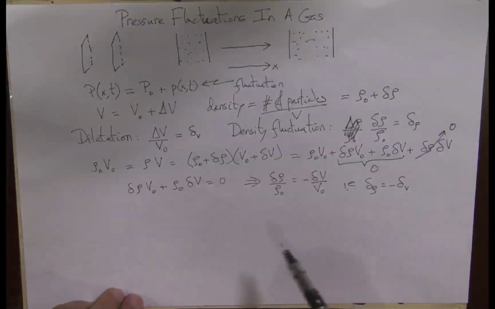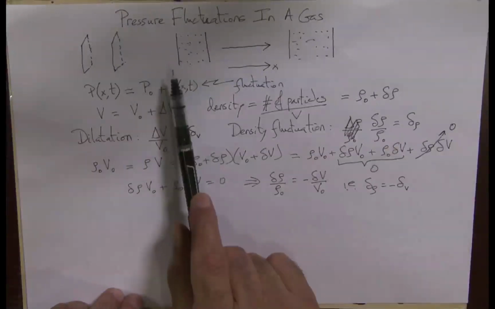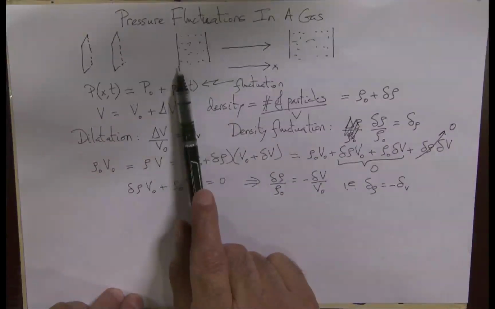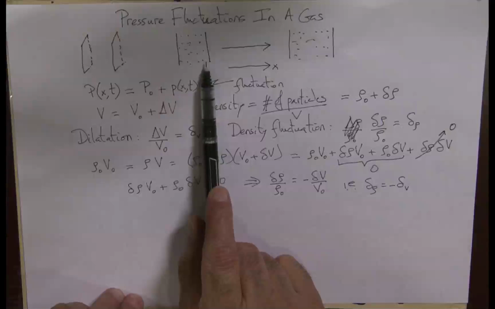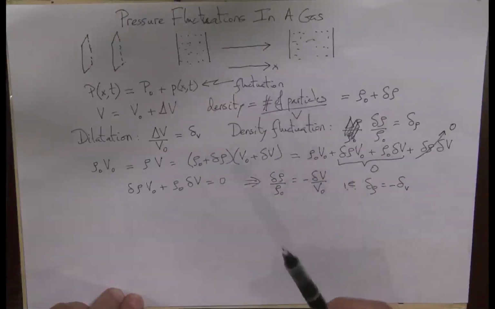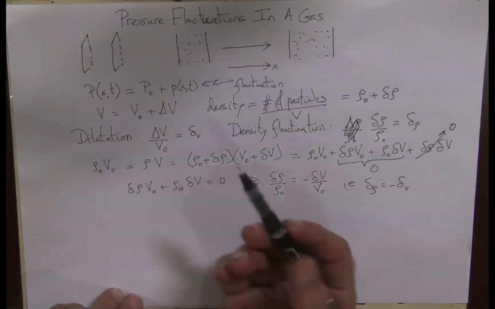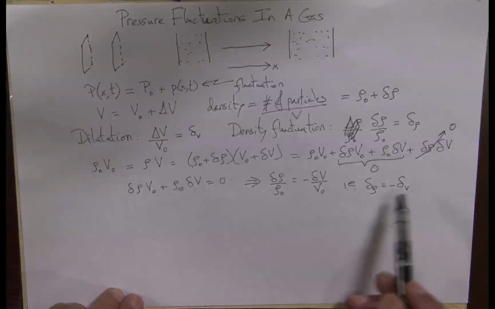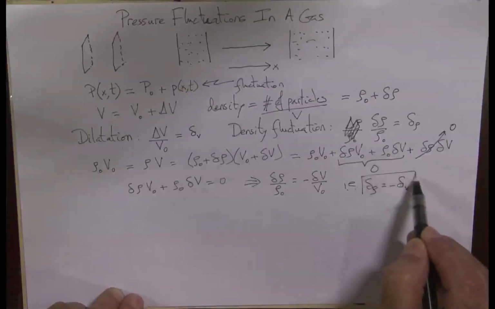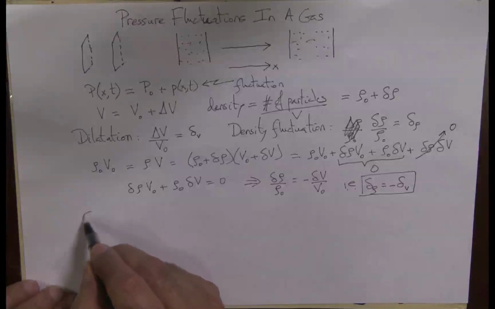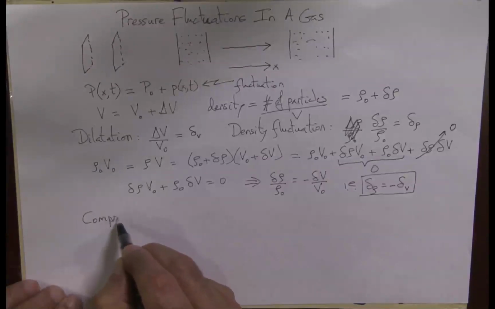So that means, of course, that this is simply telling you this, that when the volume changes, well, the density will change as well, and the number of particles has to be conserved, and therefore this relation over here must hold. Now let's come to another issue, which is the compressibility.